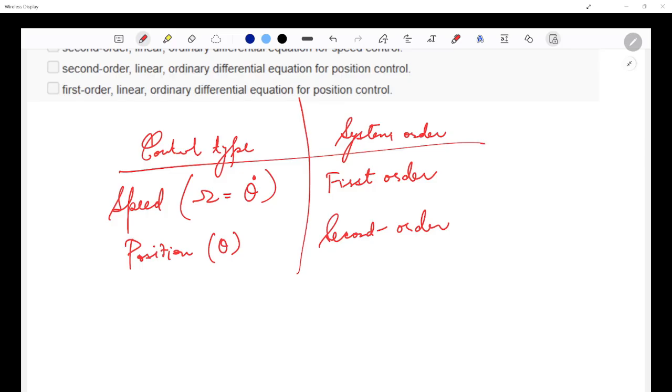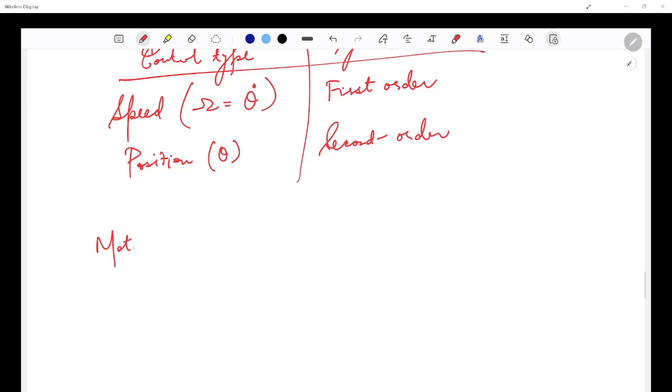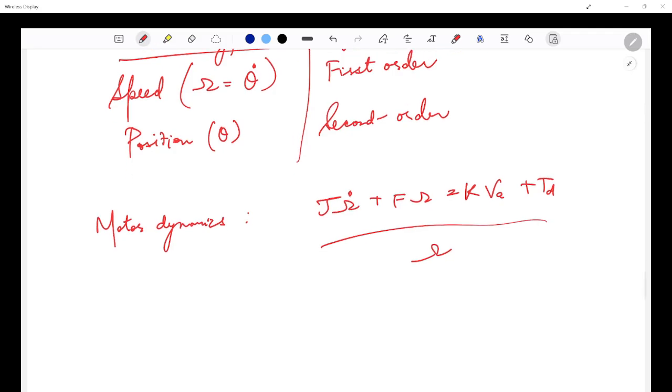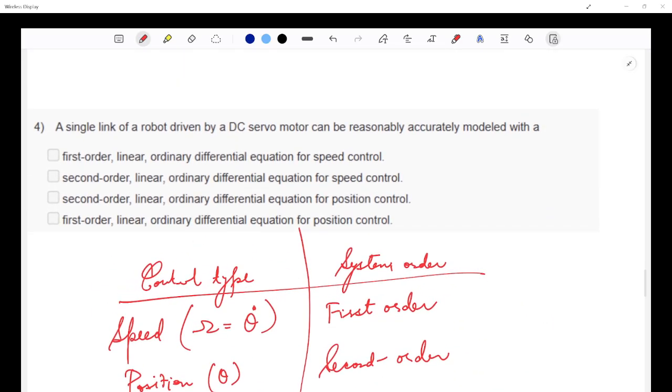Okay, so if we start with motor dynamics, if you remember, it's J omega dot plus f omega is equal to k into Va plus Td. Okay, so this is a first order ODE in omega. So for speed control, here omega is equal to theta dot and the equation is J omega dot plus f omega is equal to k Va. This is a first order differential equation. Okay, so speed control is a first order differential equation.